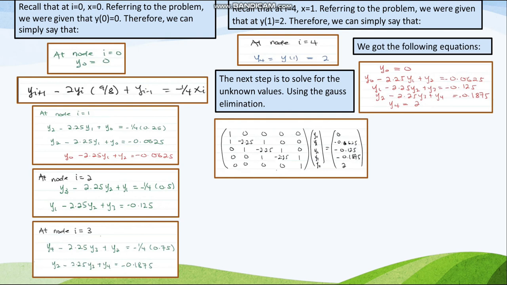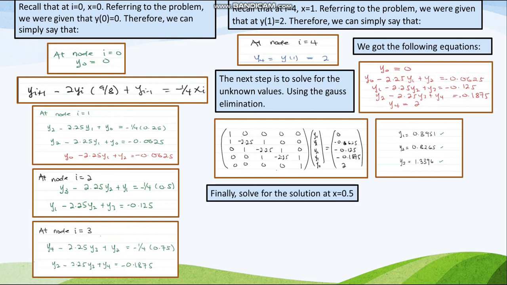Using Gauss elimination, we will get this matrix. And solving it further, we will obtain the unknown values of y at different values of i, which is, y sub 1 is equal to 0.3951, y sub 2 equals 0.8265, and y sub 3 is equal to 1.3396.